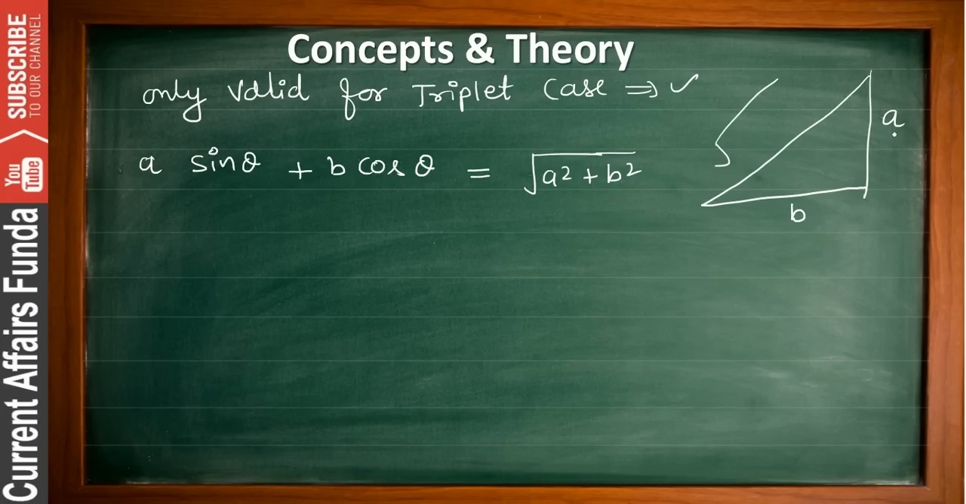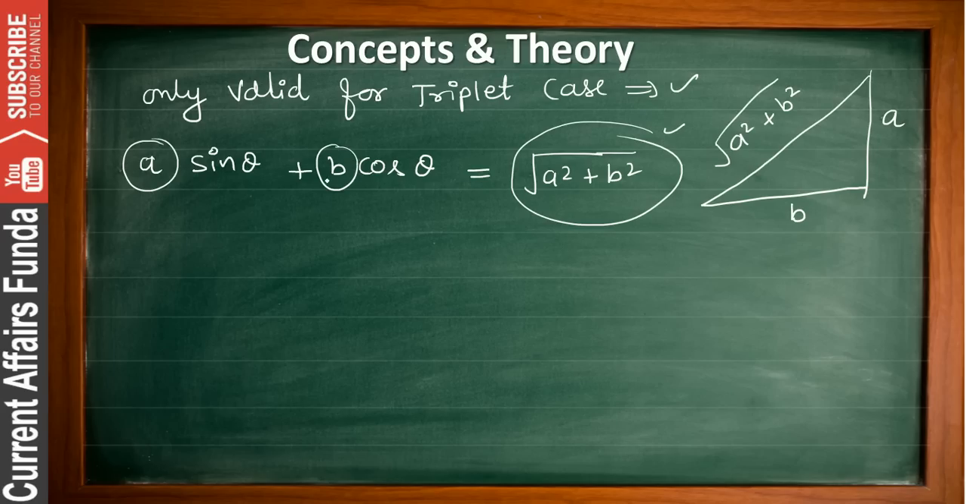This one will be A square plus B square, so under root A square plus B square. That is why I am telling you A, B and this value are making the triplet here. So when these three values are making a triplet, you can see, then we can say, friends, what is the value of sin theta here?